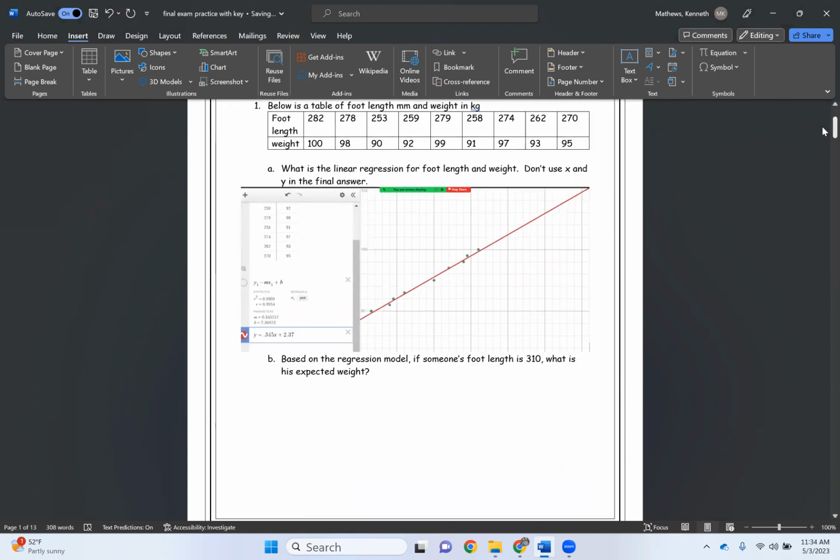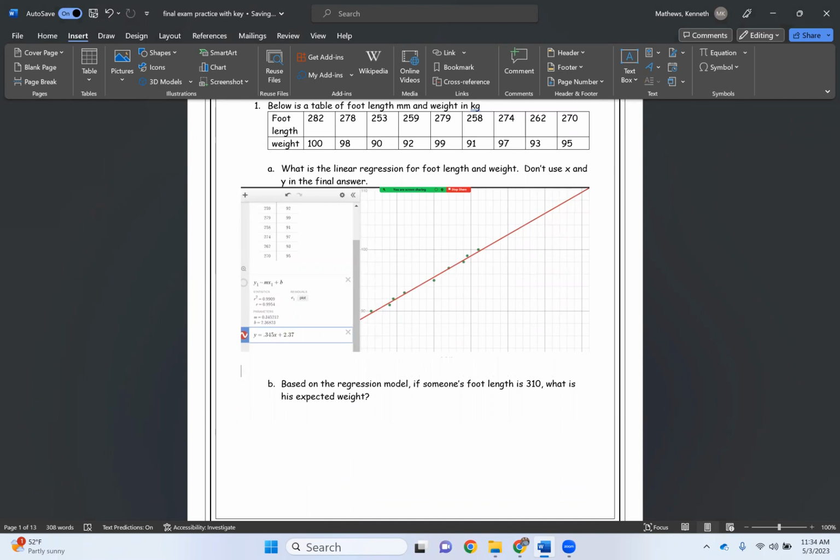Okay, now I'm not done yet because it says write the linear regression for foot length and weight. Don't use X and Y. So weight is the Y coordinate. So our final answer is going to be weight is equal to 0.345 times foot length plus 2.37.